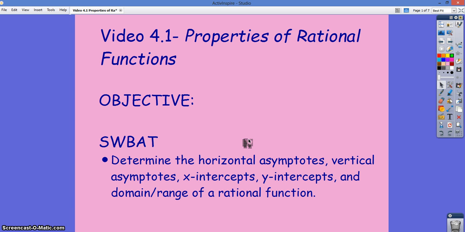Our objective for this video is that students will be able to determine the horizontal asymptotes, vertical asymptotes, x-intercepts, y-intercepts, and domain and range of a rational function.